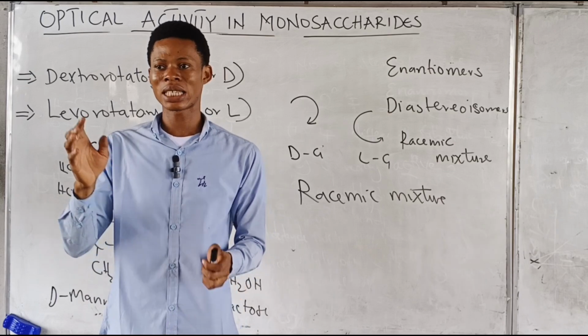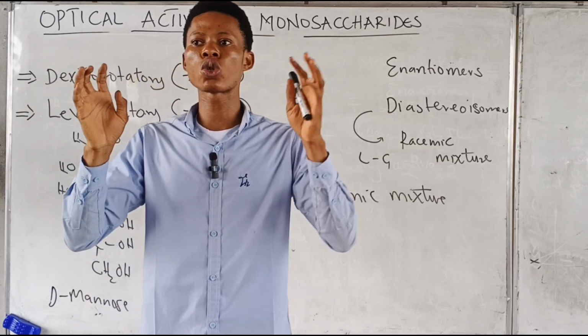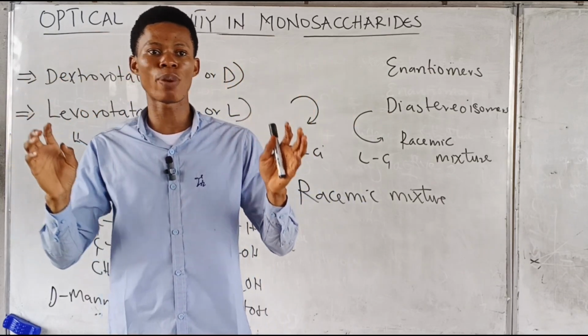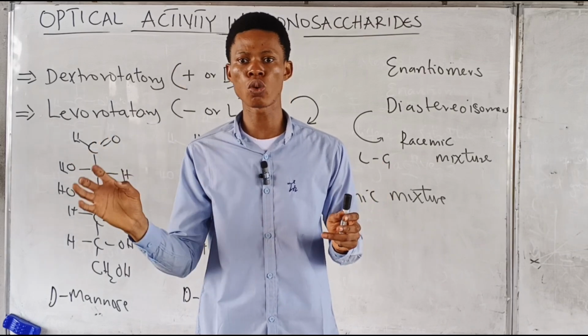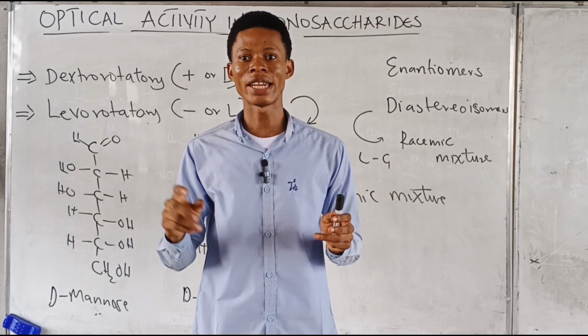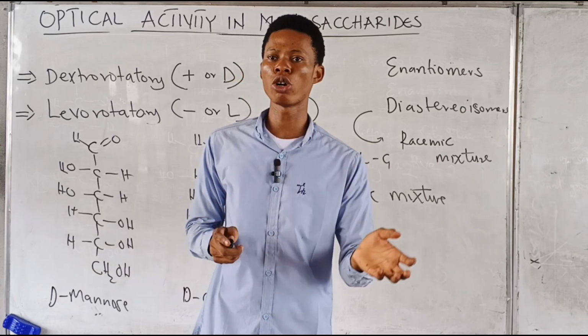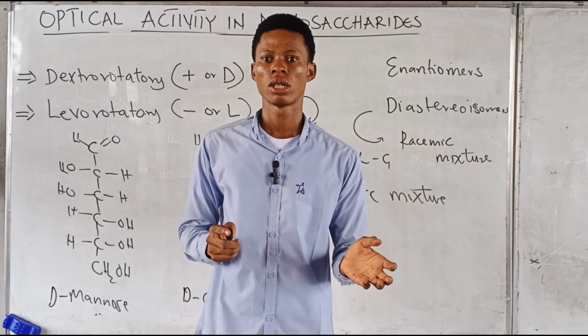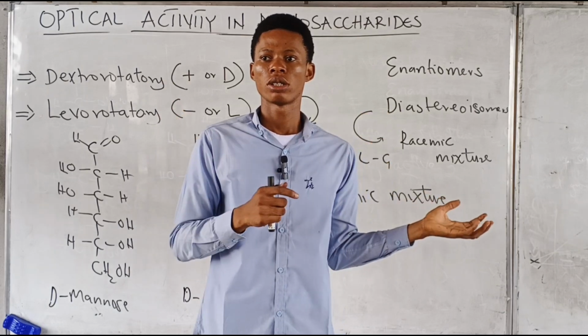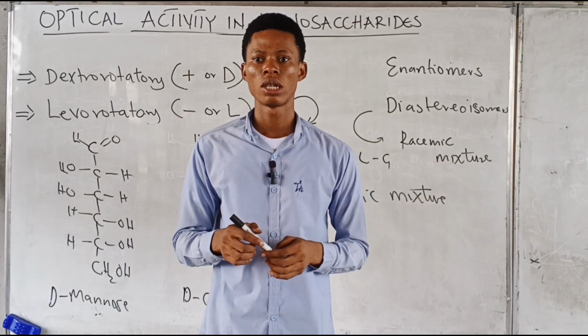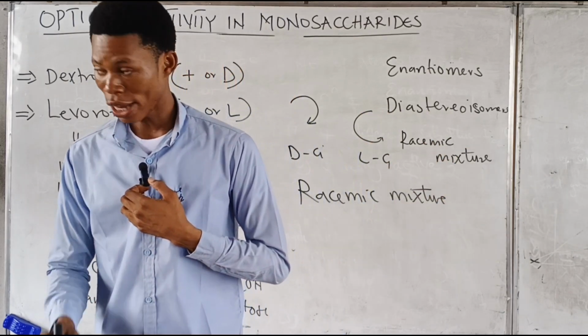So understand that if those two optically active compounds are mirror images of themselves, you call that what? Enantiomers, right? But if they are not mirror images, you call that what? Diastereomers. An equimolar mixture of enantiomers will give us what? Racemic mixture. Any questions so far?